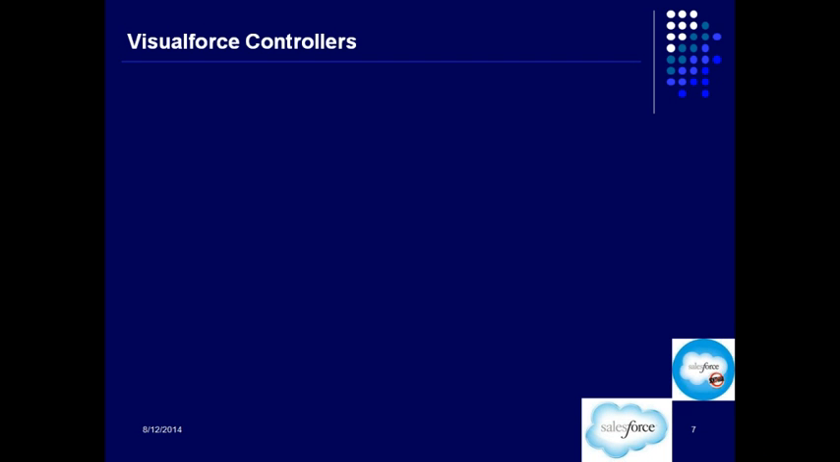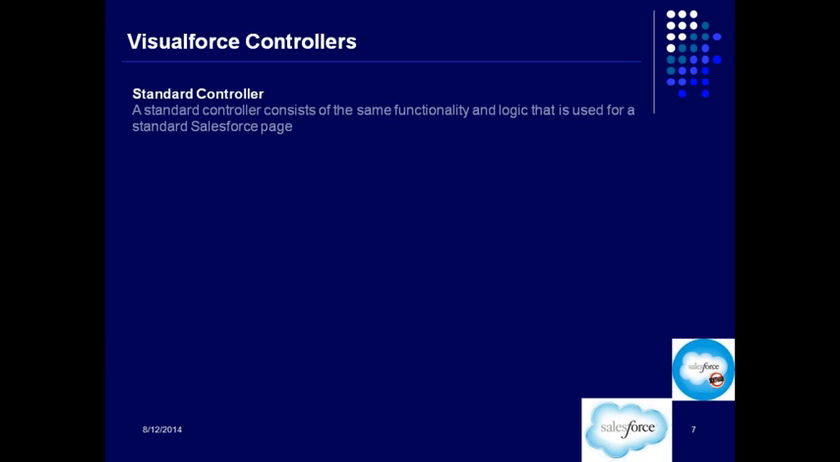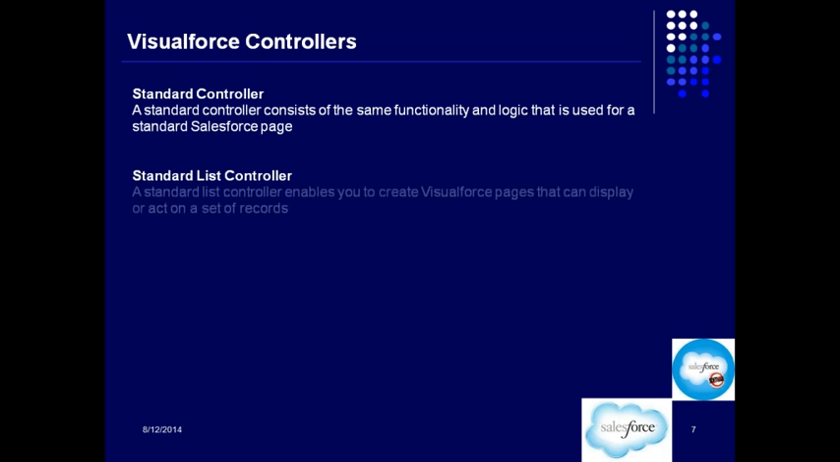So I'm just talking about this Visualforce controller slide again. We talked about four types of controllers: standard, standard list, custom, and extension. The standard controller consists of the same functionality and logic that is used for a standard Salesforce page. We have used the standard controller and worked on that part. The standard list controller enables you to create Visualforce pages that can display or act on a set of records. That also we have seen.